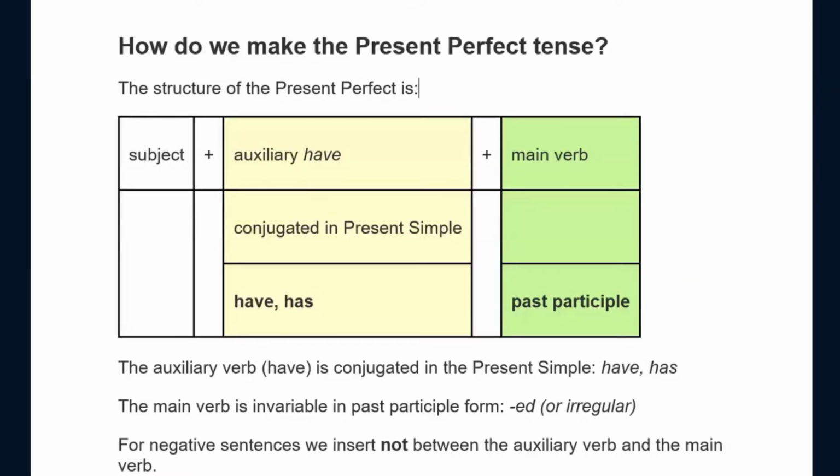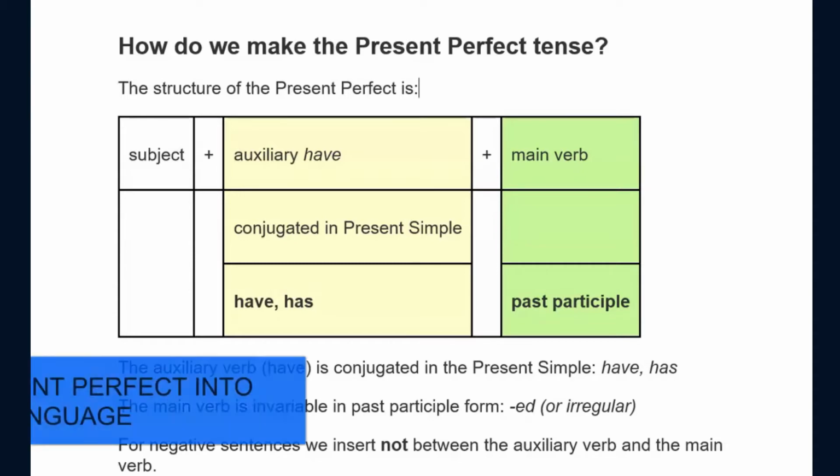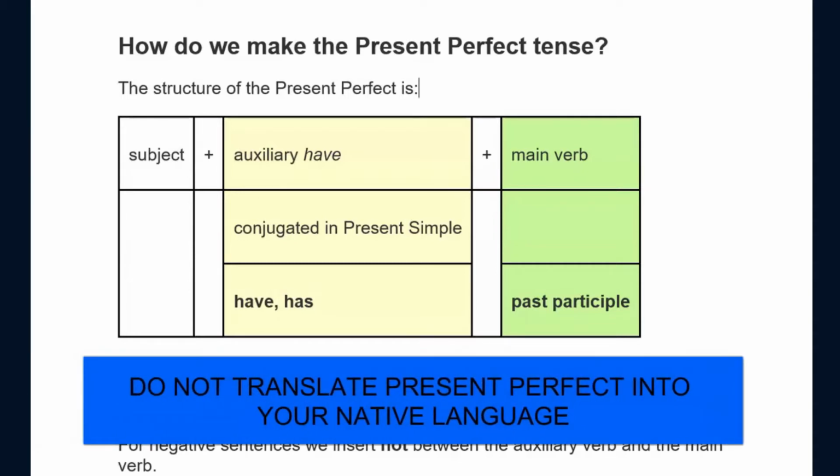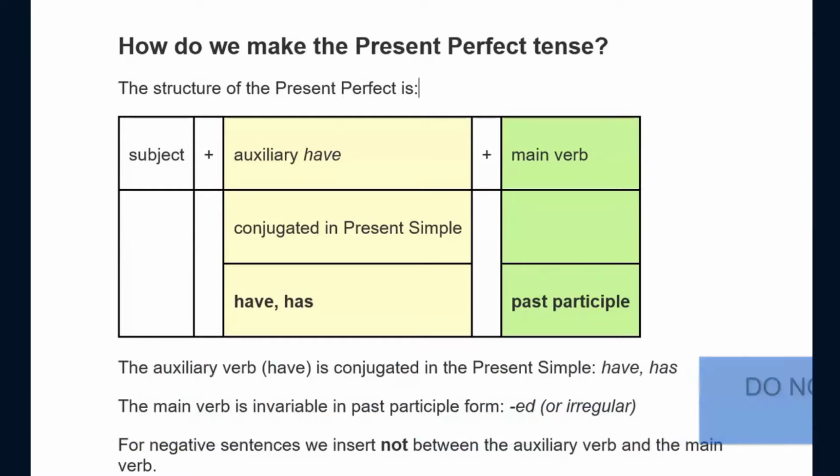The present perfect tense is a very interesting tense and a very useful one. But try not to translate the present perfect into your native language. Just try to accept the concepts of this tense and learn to think present perfect. You'll soon learn to like the present perfect tense. So the first thing, how do we make the present perfect tense? How do we recognize that we're in the present perfect tense?